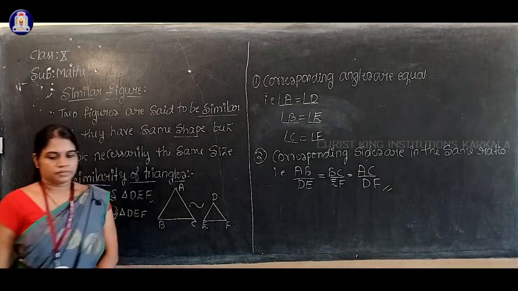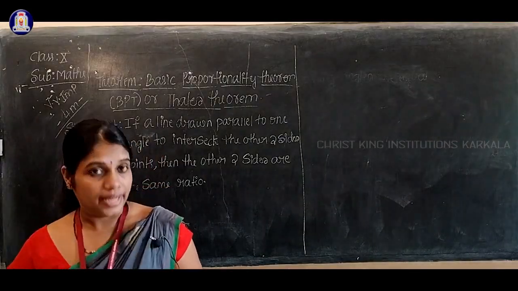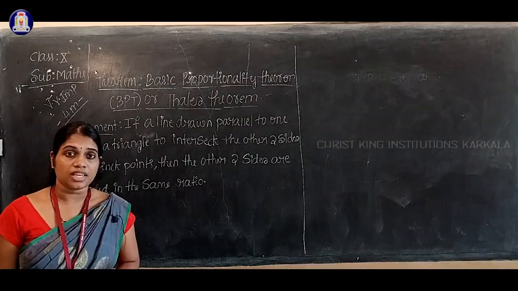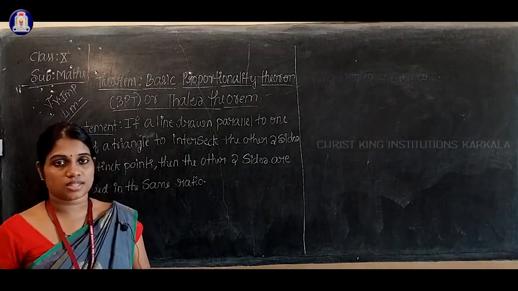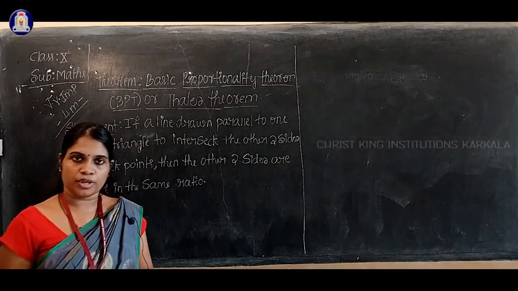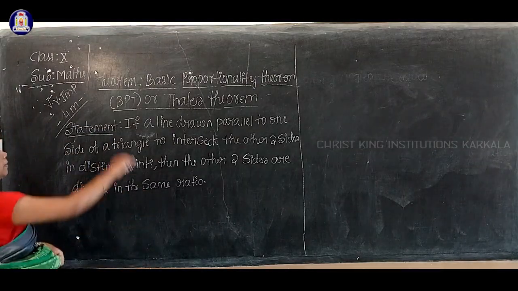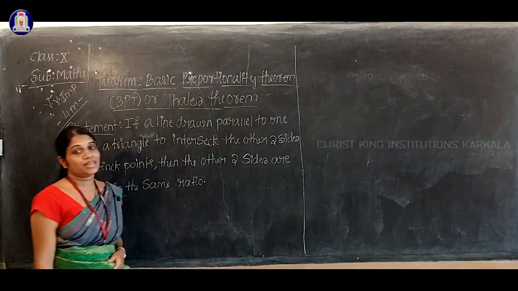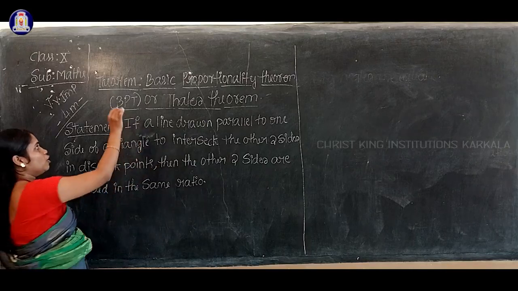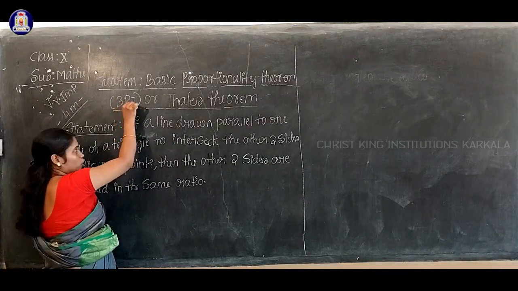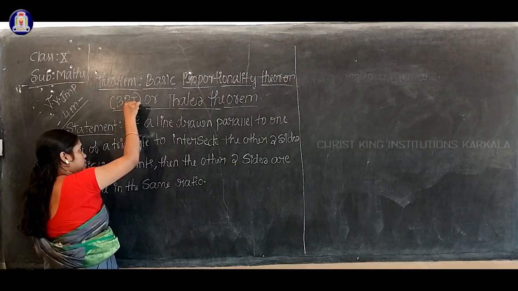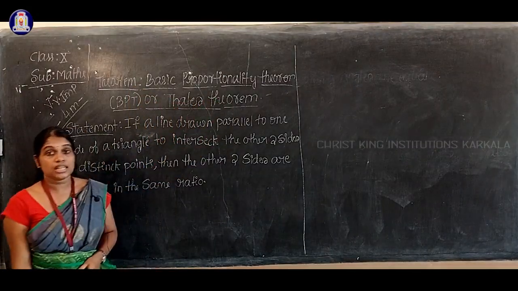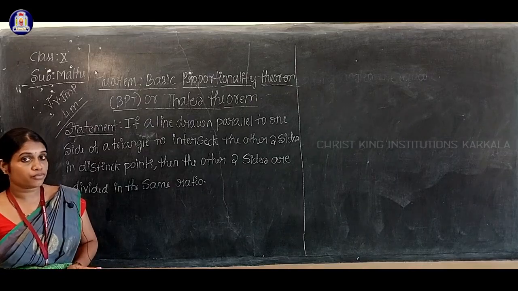Okay, hello students. Next we'll move towards one of the important theorems. This is a very important theorem, a 4 marks theorem and a very easy theorem. It is the basic proportionality theorem. We can also call it BPT, or we can also call it Thales theorem. Important theorem, 4 marks theorem.